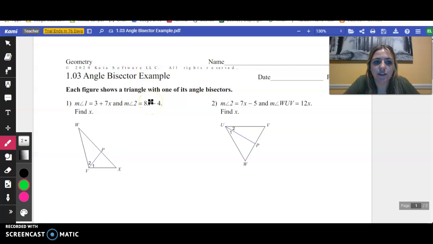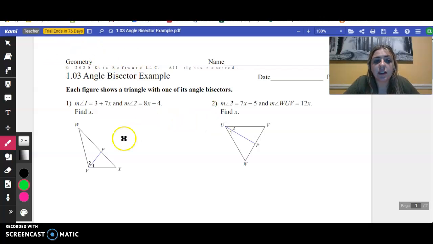Hi, we are going to continue working today with angle bisectors that we talked about yesterday. You can remember that an angle bisector is a ray that splits an angle in half. So it divides an angle into two equal parts. And what we're going to do today is apply what we know about angle bisectors and do some algebraic problems with that.